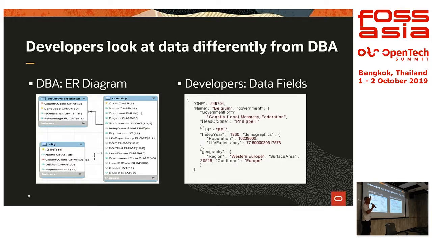Entity relationship diagram. It's all about relationship. So you have to have all the requirements before you can design the whole data model, right? But sometimes you don't really have the luxury, especially now with digital transformation. Requirements come in very, very fast, right?